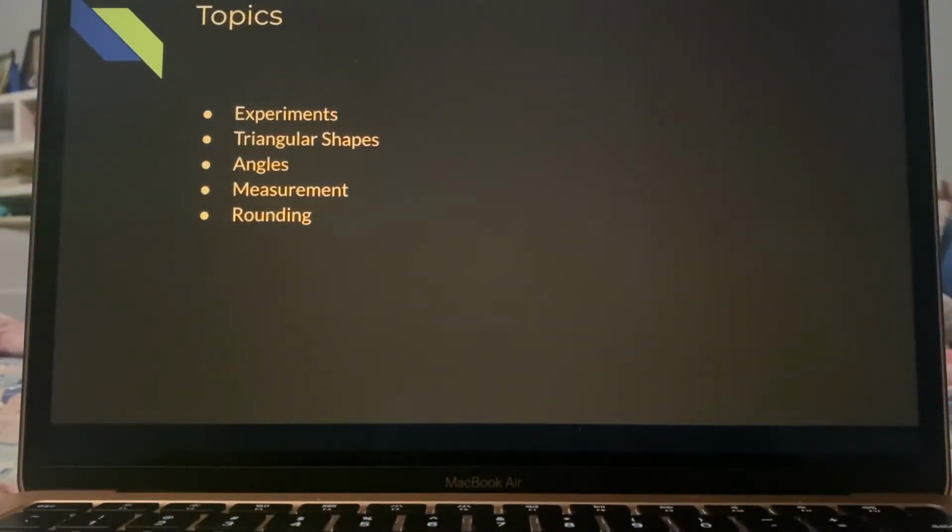These are the topics I will be talking about. Number 1 is experiments. Number 2, triangular shapes. 3, angles. 4, measurement. And 5, rounding.